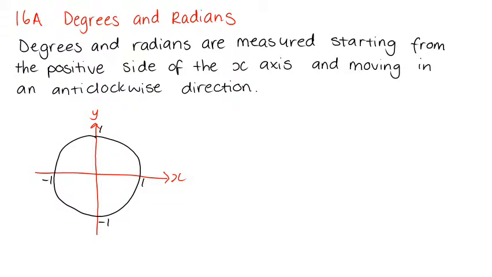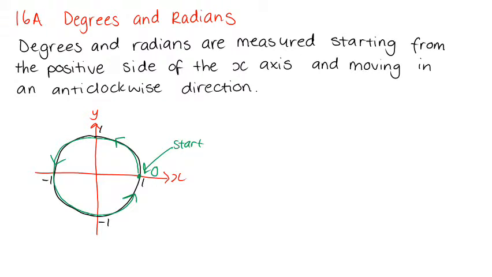We start from this point here, right? So this would be 0, and we move around this way, around the circle, so going that way. Right, so always start from the positive side of the x-axis and go around the circle in an anti-clockwise direction.